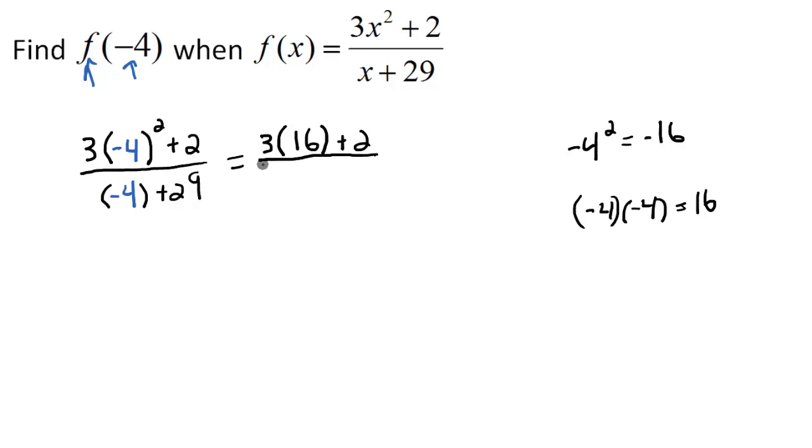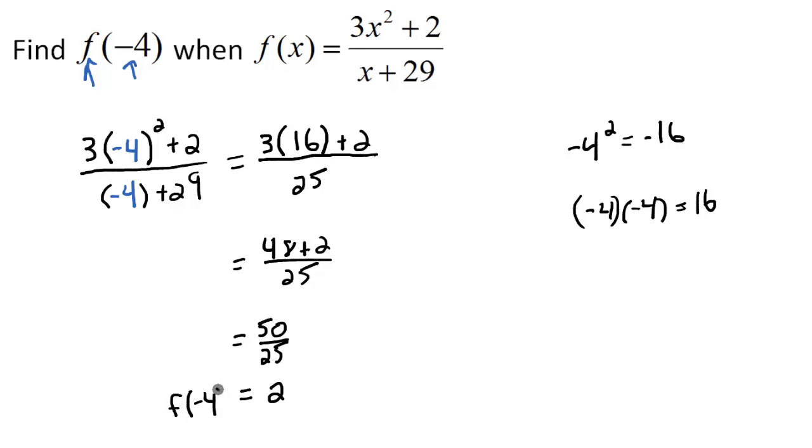That's going to be over -4 plus 29 is going to be a positive 25. So now let's simplify all this stuff up there. We've got 3 times 16, and that's going to be 48. So we've got 48 plus 2, and that's over 25. Keep simplifying, so 48 plus 2 is 50, and then that's divided by 25, so 50 divided by 25 is 2. So we know that f of -4, written up there, is going to equal 2, and that's our final answer.